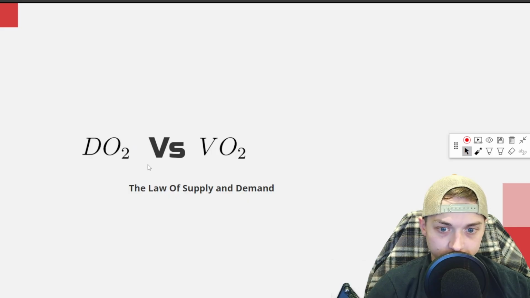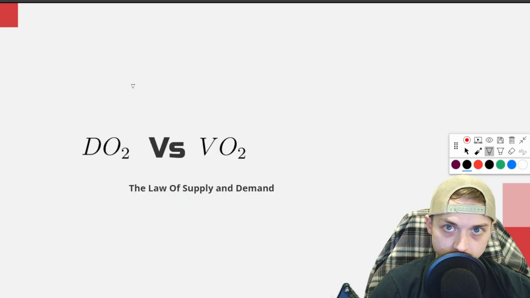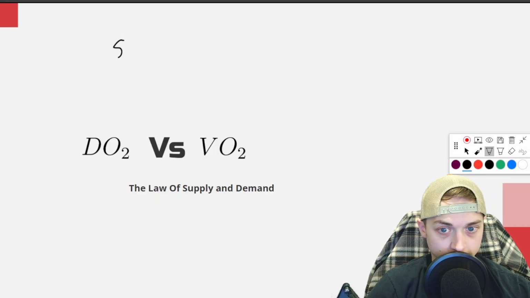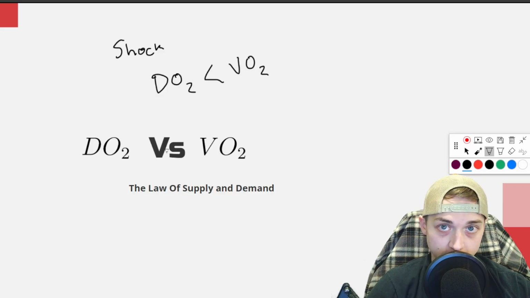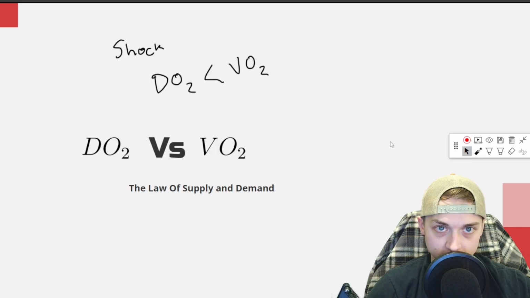Okay, DO2 versus VO2. Remember, your body is not like the American economy. It actually does adhere to the law of supply and demand. So, like I already wrote, but I'm going to write it again. Shock is when the supply of oxygen is less than the demand for oxygen, because your body likes to have a happy medium. And in shock, it's not in a happy medium. It's very upset because it's not getting the oxygen that it needs.